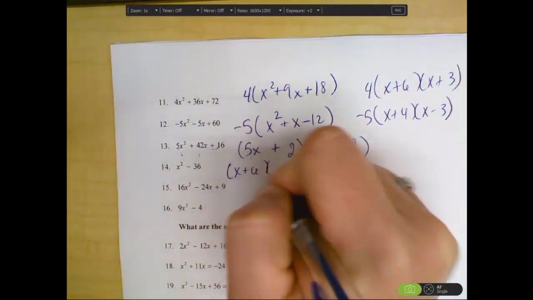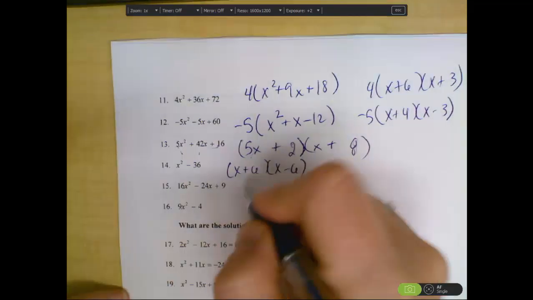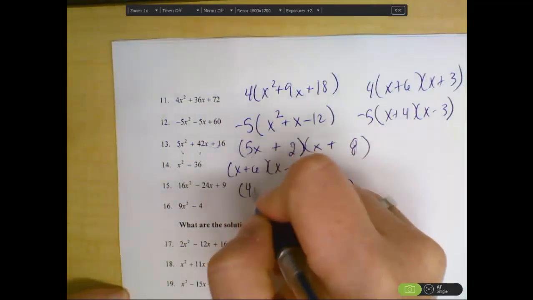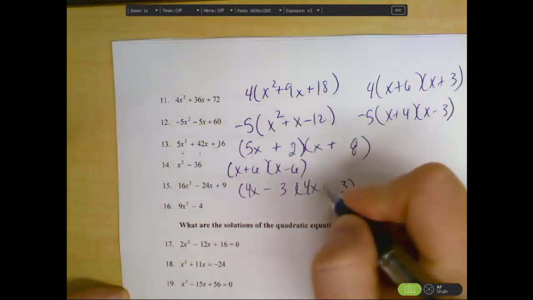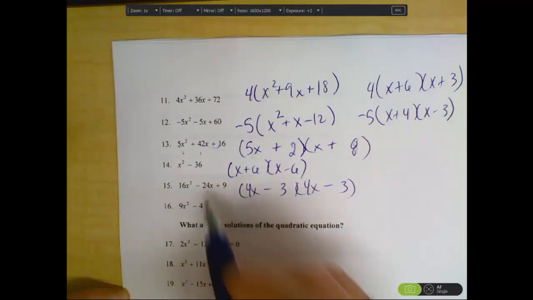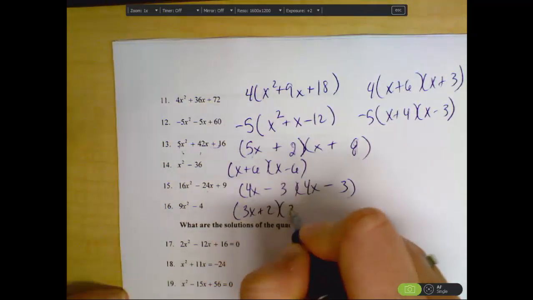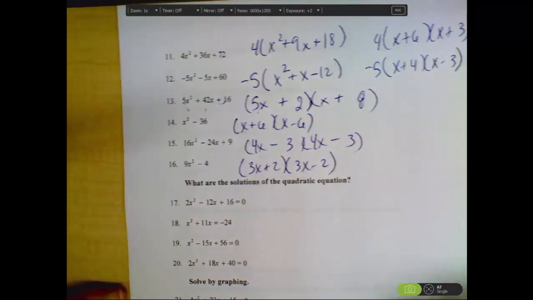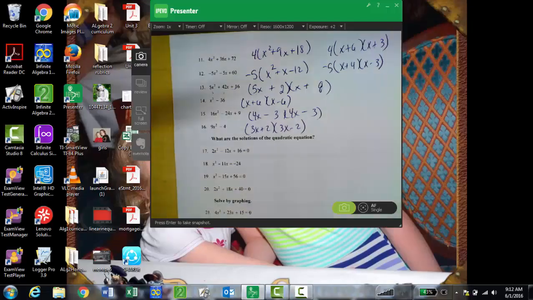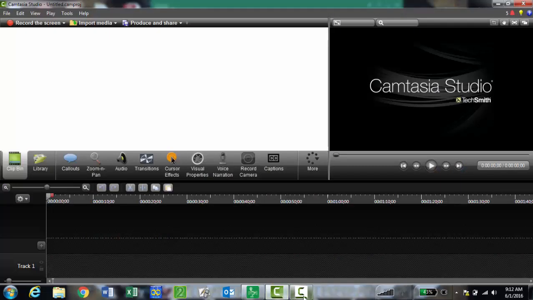This is just difference of squares, (x plus 6)(x minus 6). No GCF here. I'm going to try 4x and 3 and 3. Check the OI. Negative 12 and negative 12 is negative 24. Difference of perfect squares again. And we're done. Let's pause there and see if it works. Video pause.